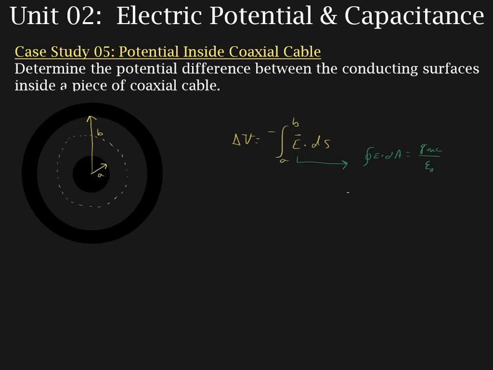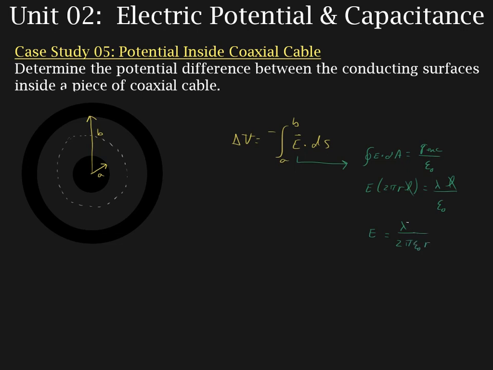Okay, so E times, now the integral of dA becomes the wrapper of our soup can, so this becomes 2 pi r times L is equal to Q enclosed, which we can write as lambda L over epsilon naught. And L cancels out here, and so we get E is equal to lambda over 2 pi epsilon naught r.